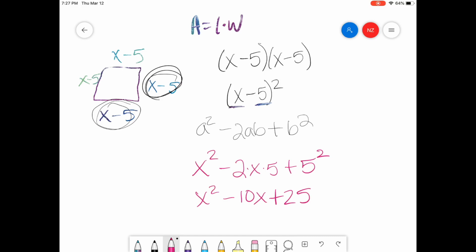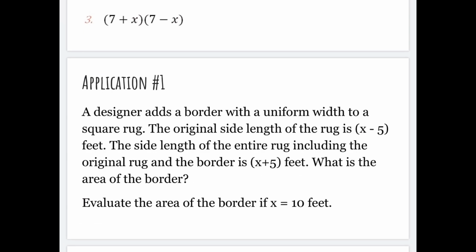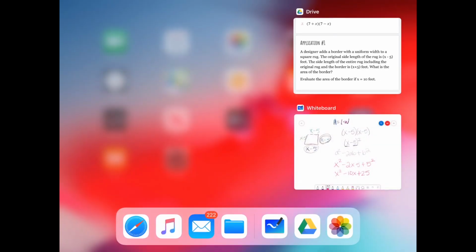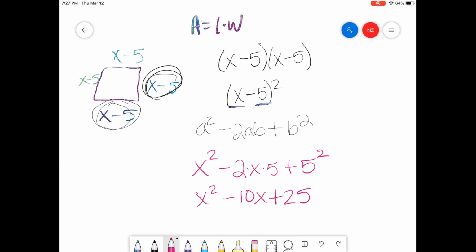If you go back to what the question says, it says the original side length of the rug is x minus 5 feet. Okay, so if I go back to the question, that's just the area of the original side of the rug. Now it says the side length of the entire rug, including this border that was added, is x plus 5 feet. So if I'm looking at this rug here, and I know that the original has a size of x minus 5, don't think too complex about this x minus 5 and x plus 5. What you need to visualize is what's going on here.